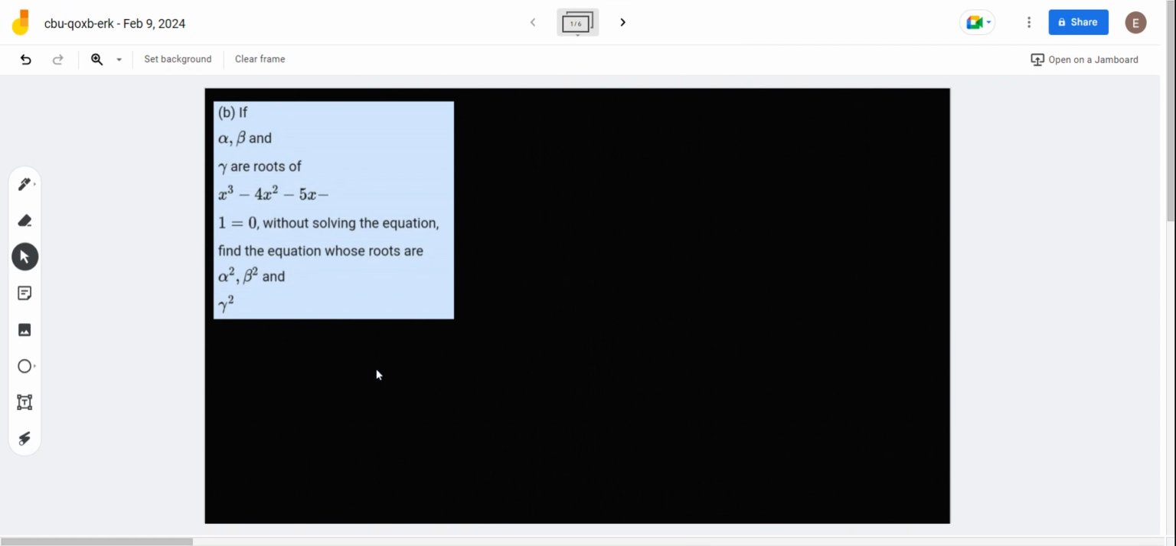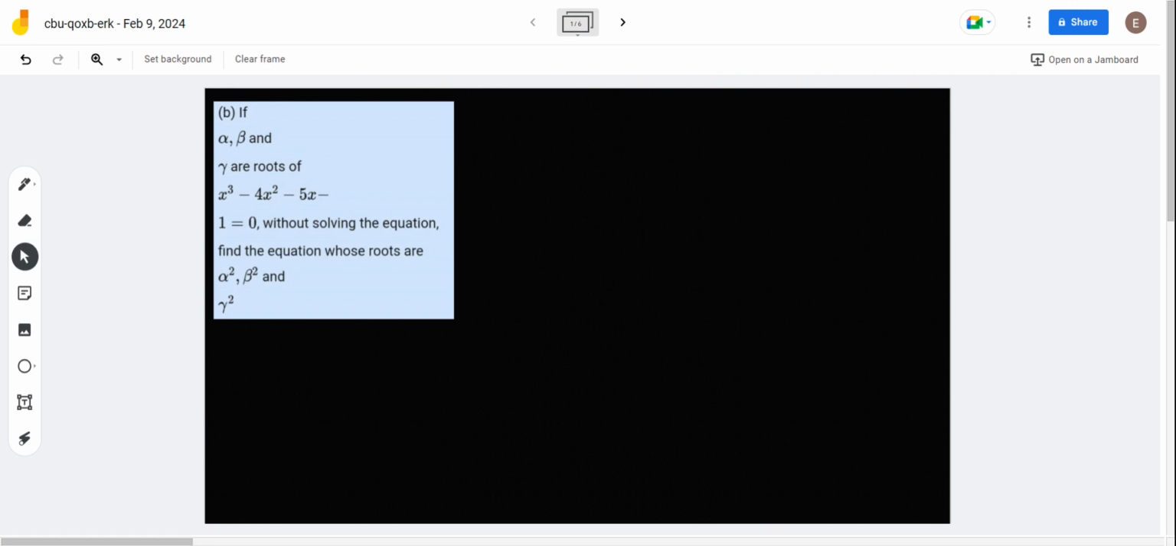Let's look at this problem. If alpha, beta, and gamma are the roots of x cubed minus 4x squared minus 5x minus 1 equals 0, without solving the equation, we have to find the equation whose roots are alpha squared, beta squared, and gamma squared.